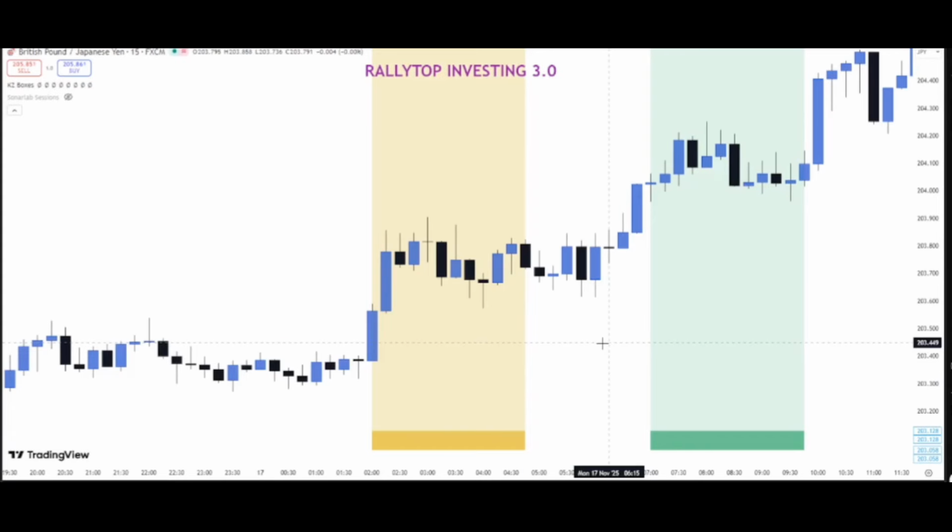Okay, so this is the 15M of GBP JPY. Now you see these boxes here? There are the London key zone and the New York key zone. You can find this indicator on your TradingView. All you need to do is go to the TradingView indicator section and type in ICT session. Any of the sessions will work well for you.